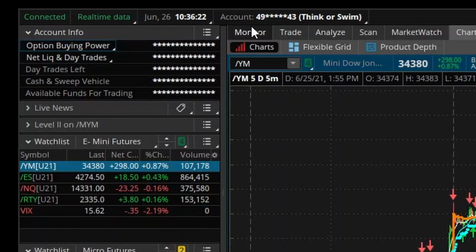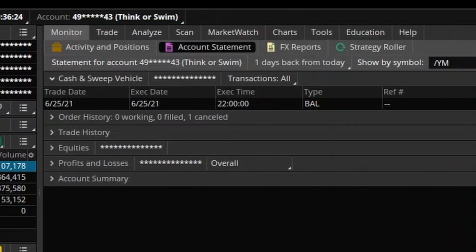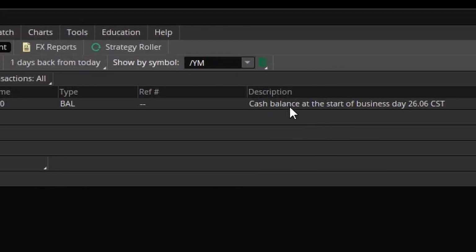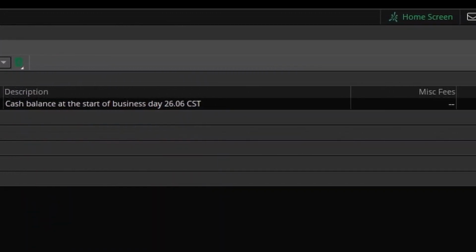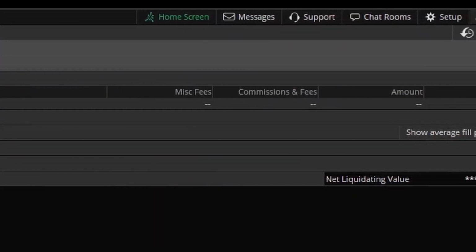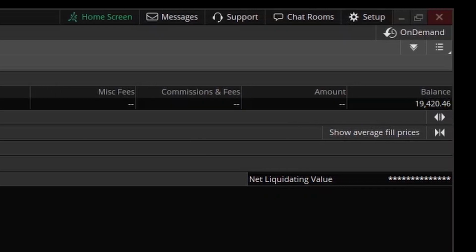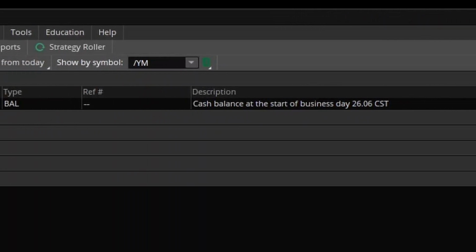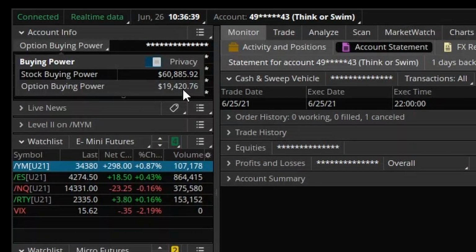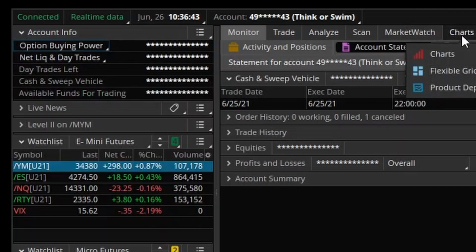If we go to the monitor part, that's why I track my progress based on the cash balance. If you look here, my cash balance is $19,420.46. And if we look at our buying power, the cash balance is exactly what is showing on the option buying power. That's how I like to track, to make it simpler, how much money I actually have.